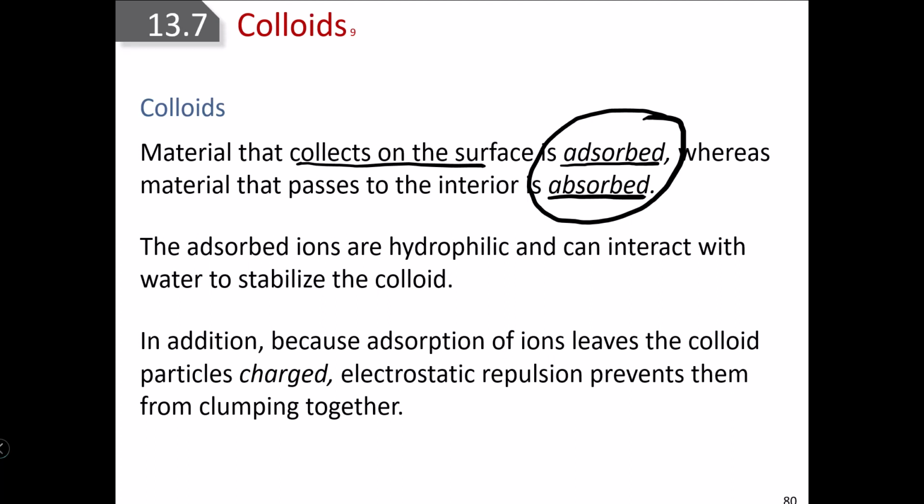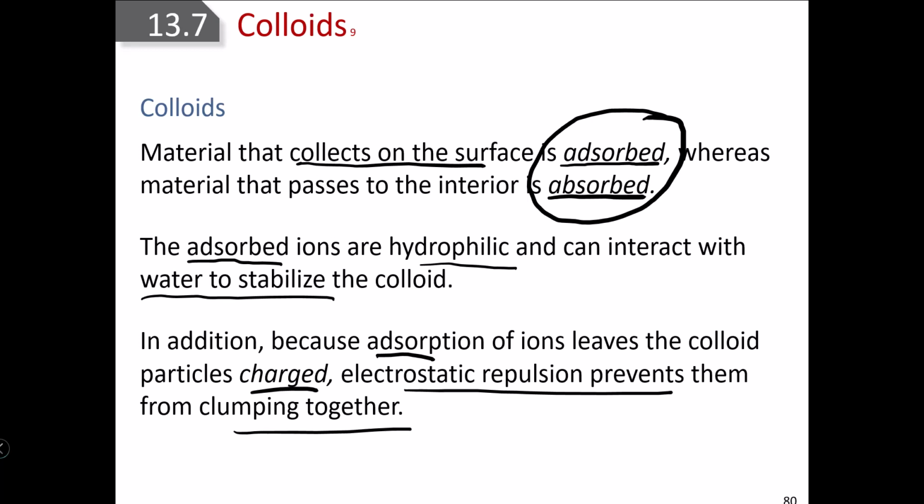The adsorbed ions, which are on the surface, are hydrophilic, water-loving, and can interact with water and stabilize the colloid. In addition, it says the adsorption of those ions leaves the colloid particle charged, and the electrostatic repulsion prevents the clumping together. Probably the most important slide about the colloids right there.